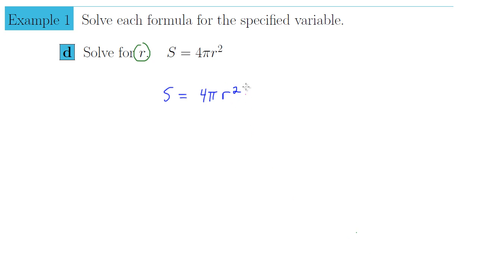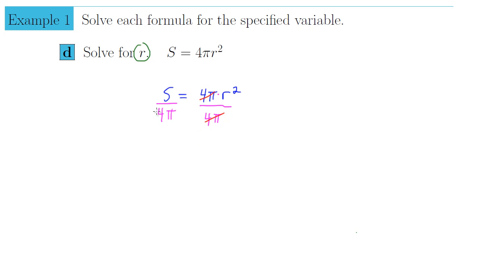Now, if we're trying to isolate the r squared in this formula, we have to realize that the 4 pi is connected by multiplication. So in order to move the 4 pi away from the r squared, we have to divide both sides by 4 pi. That's going to get rid of the 4 pi here and bring it onto the other side.